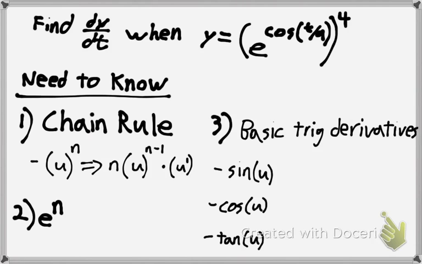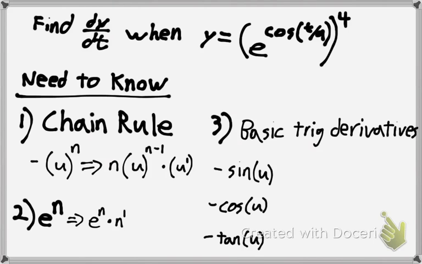Now, the second thing that you would have to know to solve this problem is the derivative of e to the n, well, e to any power, and so n would be anything, essentially functioning as the u in the previous part in the chain rule. So when you take the derivative of e to the n, you're going to get e to the n times n prime, the derivative of n. And same thing with the u. n can be anything, and so it would be the derivative of that.